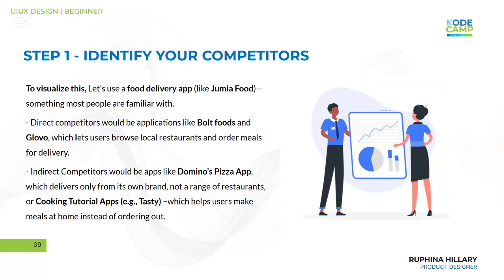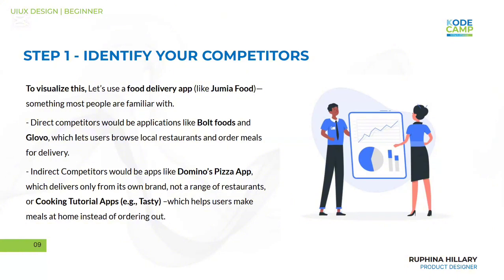Direct competitors to Jumia Food would be applications like Bolt Food or Glovo, which let users browse local restaurants and order meals for delivery. But indirect competitors would be apps like the Domino's Pizza app. The Domino's Pizza app is also a food application and they would also deliver food to you. They are doing the same job. But the Domino's Pizza application is tailored to Domino's Pizza, so the only thing you'll probably be able to order from the application is pizza. It's not as diverse as Jumia Food or Bolt Food or Glovo.